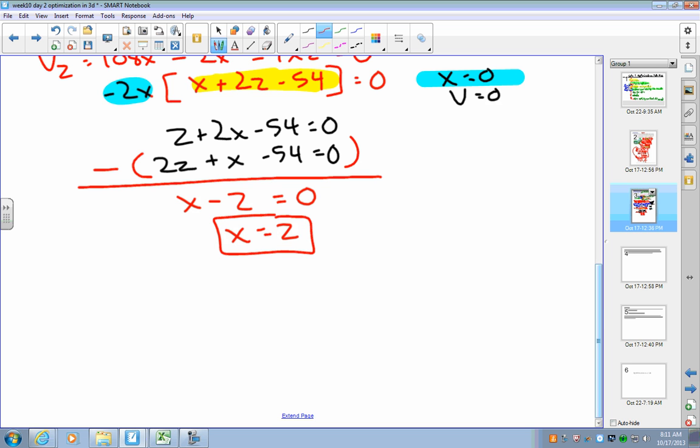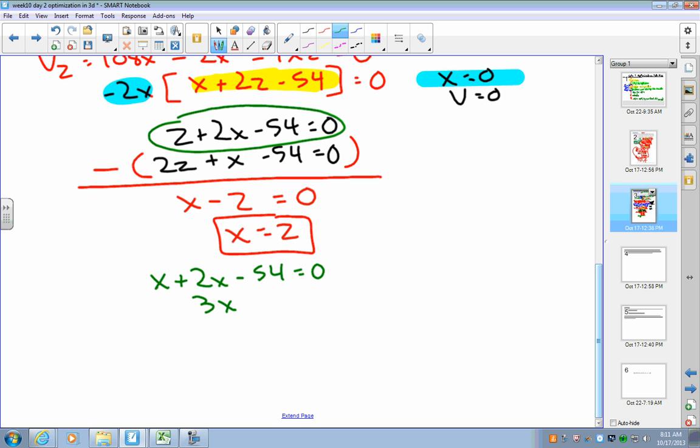So, if x equals z, what can we do from there? Well, if x equals z, let's replug in and say, hey, I'm going to just take this one and say x plus 2x minus 54 has to equal 0. 3x has to equal 54. x has to equal 18, which means z equals 18.